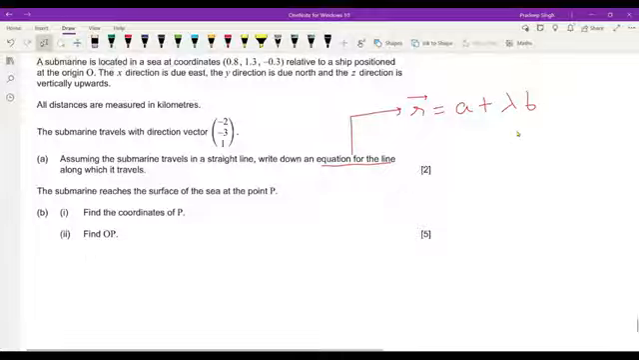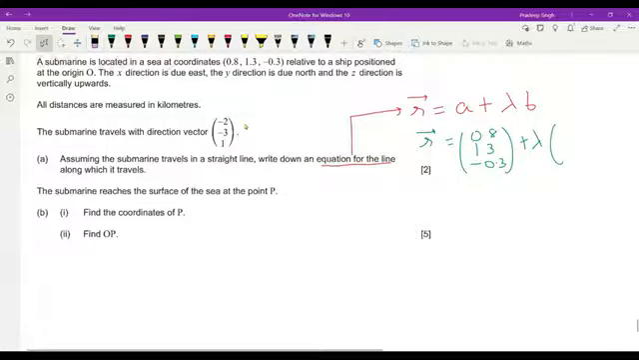So let's put all the values in. We'll get r vector equals to, so for A, it's the position vector of the initial position. Let's write that in the column form, 0.8, 1.3, -0.3, plus lambda times the direction vector, which is -2, -3, and 1. So that's the answer for part A.